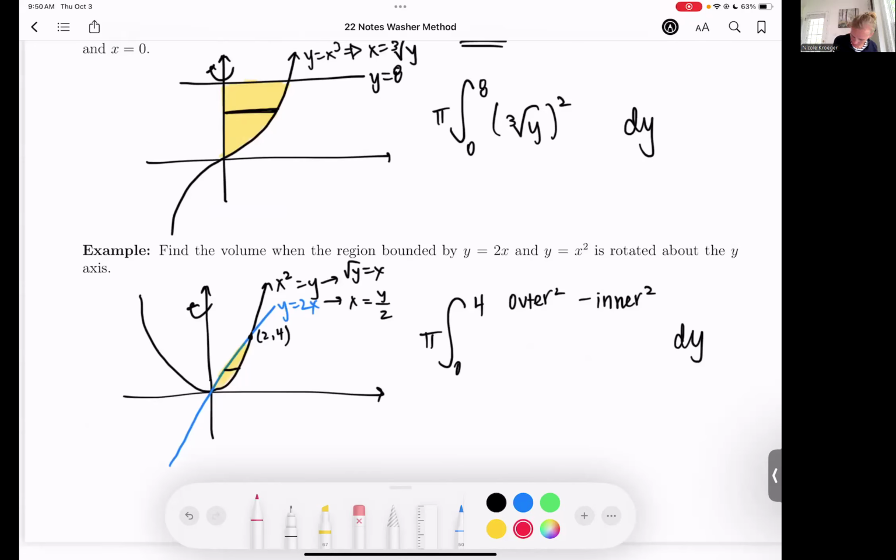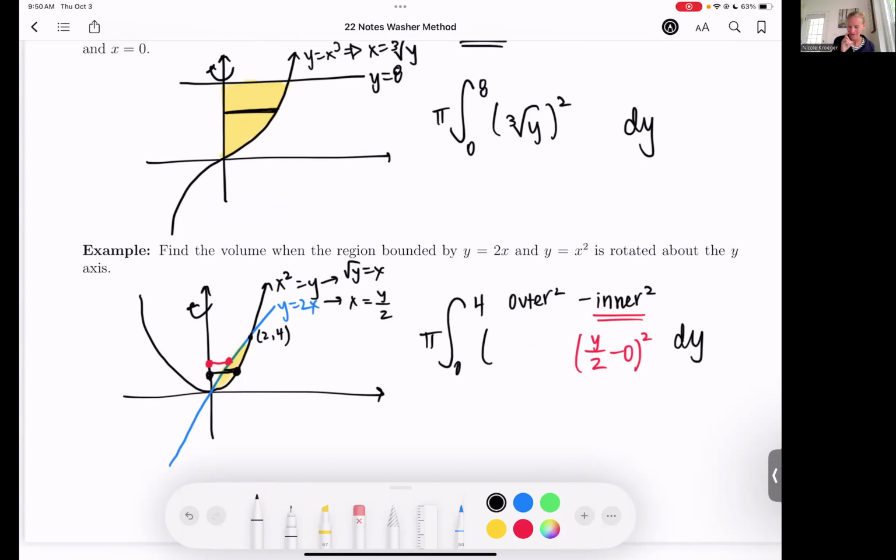To find my inner and outer radius, I start at the line I'm rotating about, the y-axis. I go to the first thing I hit. That's going to be my inner radius. So my inner radius is the distance between that blue line and the y-axis. The blue line is y over 2. The y-axis is 0. You don't have to write the 0, but it's good practice for what we'll do later. And then for my outer radius, I start at the y-axis and go to the second function I hit, which is the square root of y.